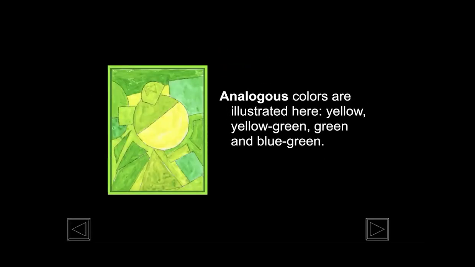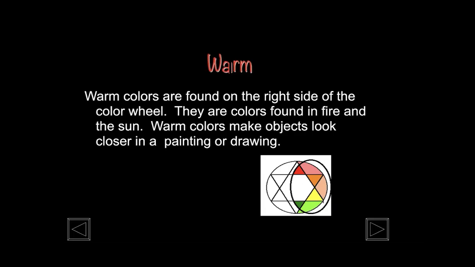Analogous colors are colors that are usually in the same neighborhood on the color wheel. So for example, I'll go back to the color wheel and talk about it again. Over here, this would be warm colors, right? And this is one way that I use to help you identify different colors before you start to draw.